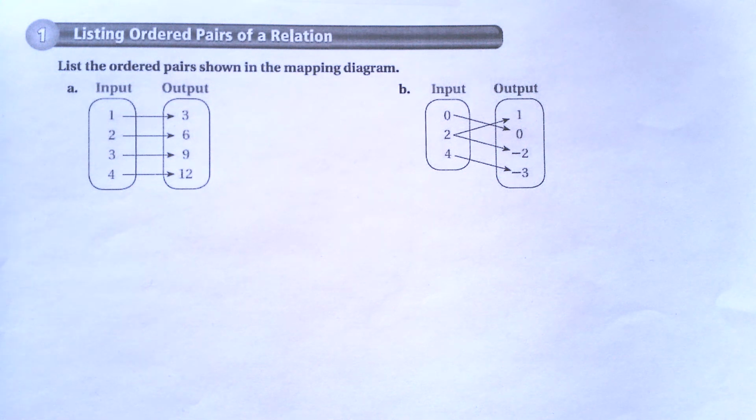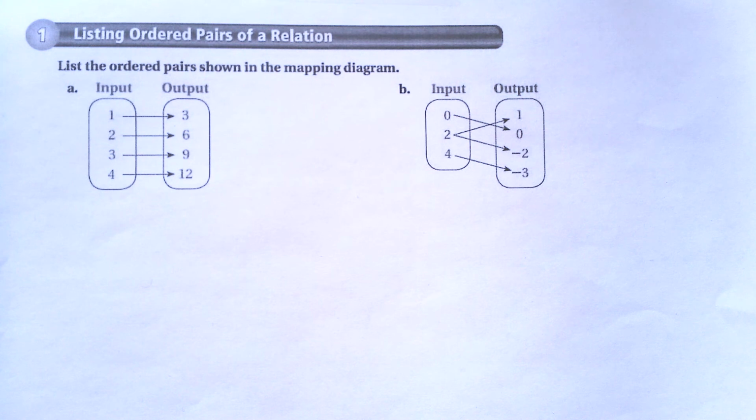Today we're going to be talking about listing ordered pairs of a relation. So let's get to this. You're going to see something that doesn't look anything near ordered pairs. An ordered pair is nothing more than a coordinate. If you look on our paper here, we don't have anything that even resembles a coordinate, at least as far as what we've been shown before.